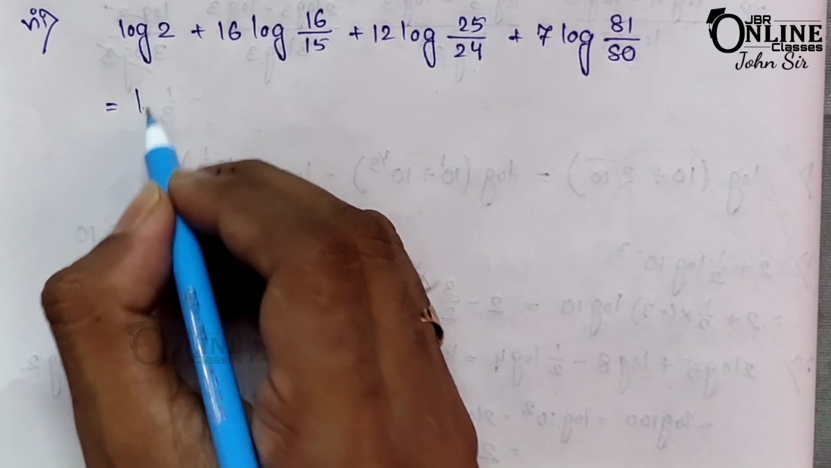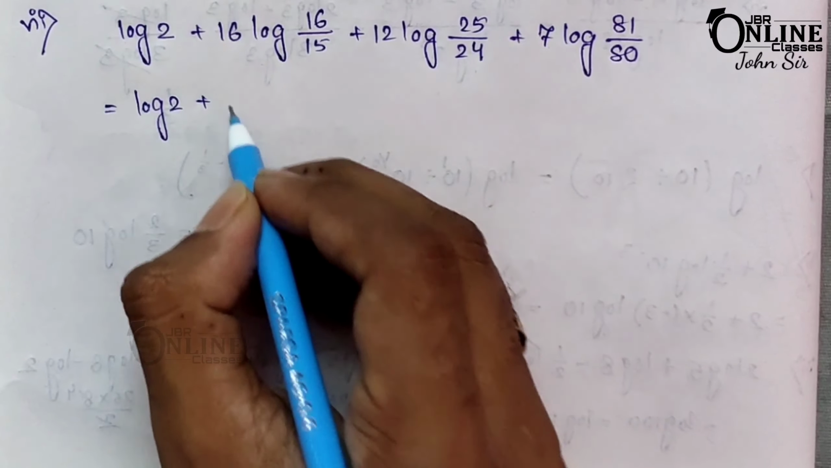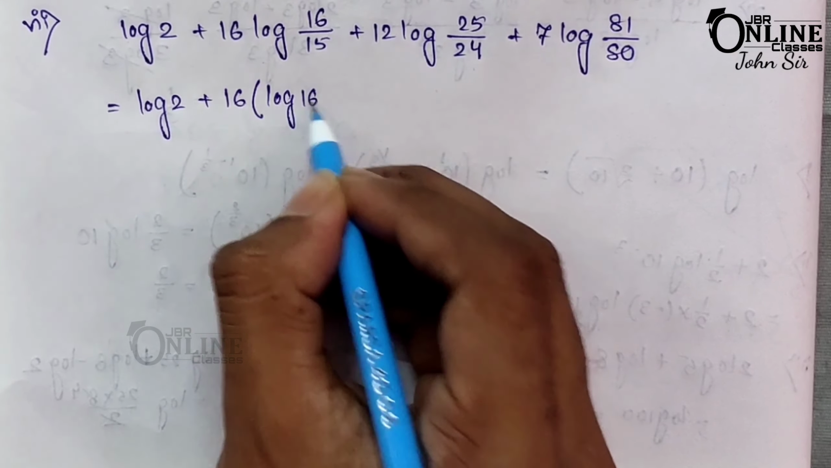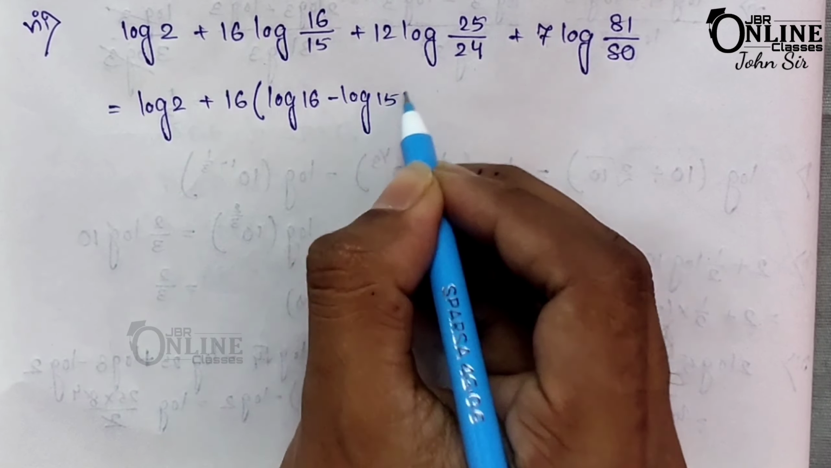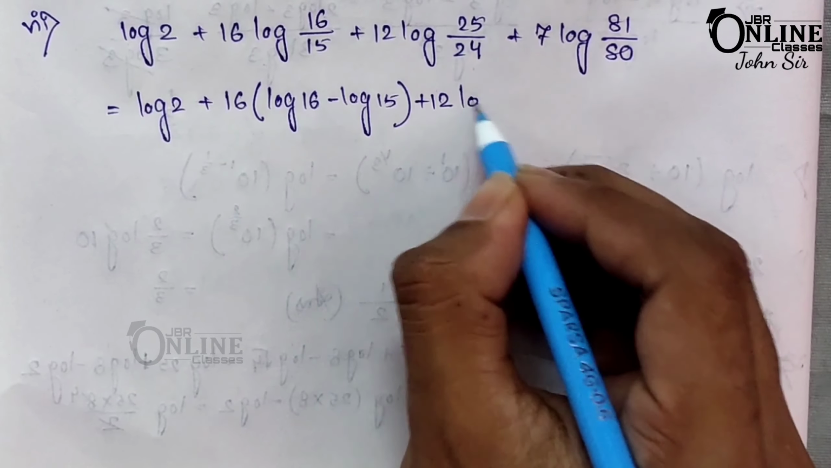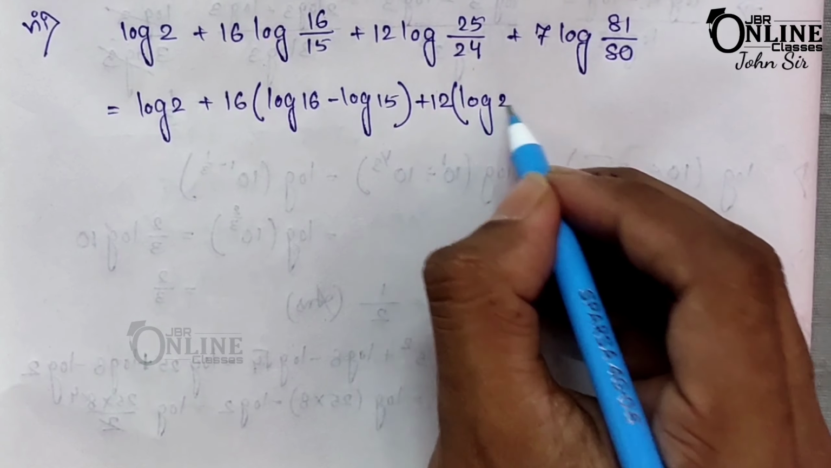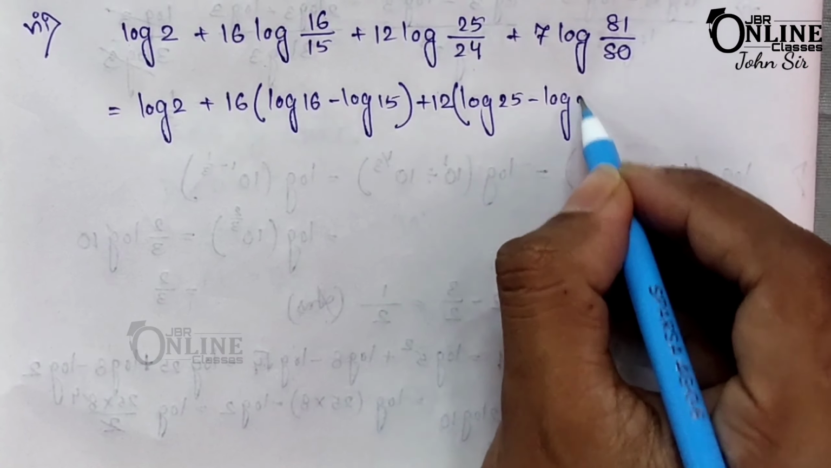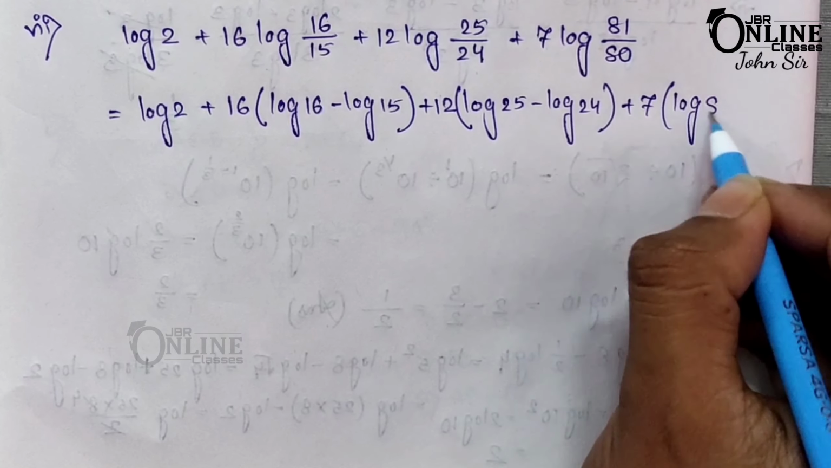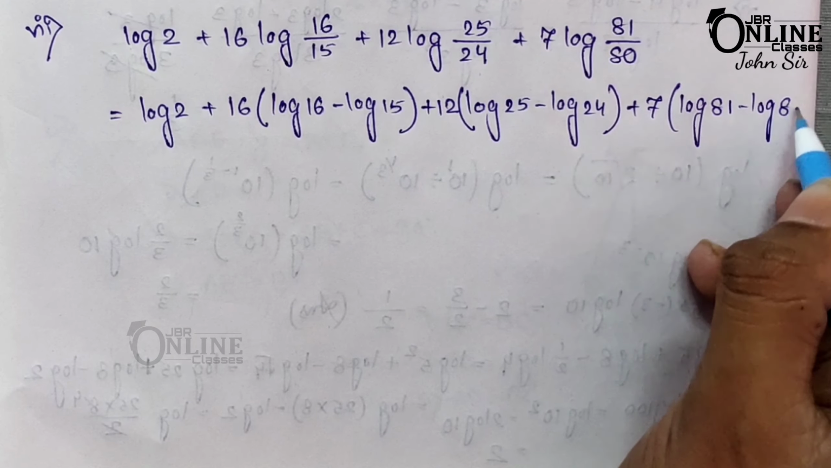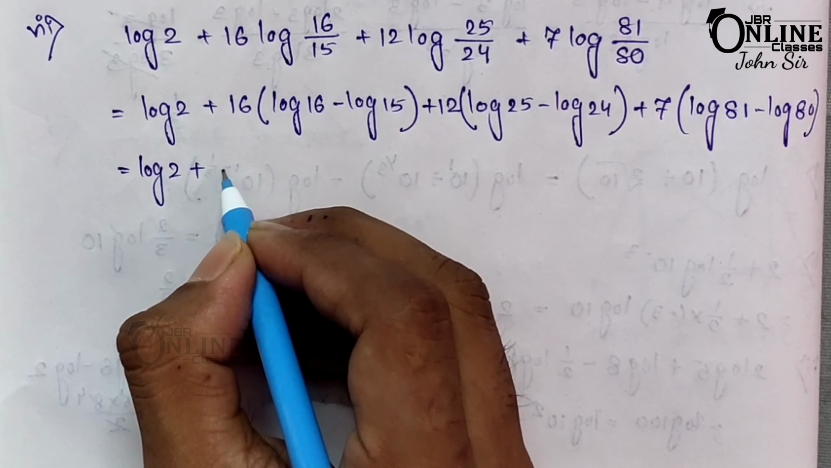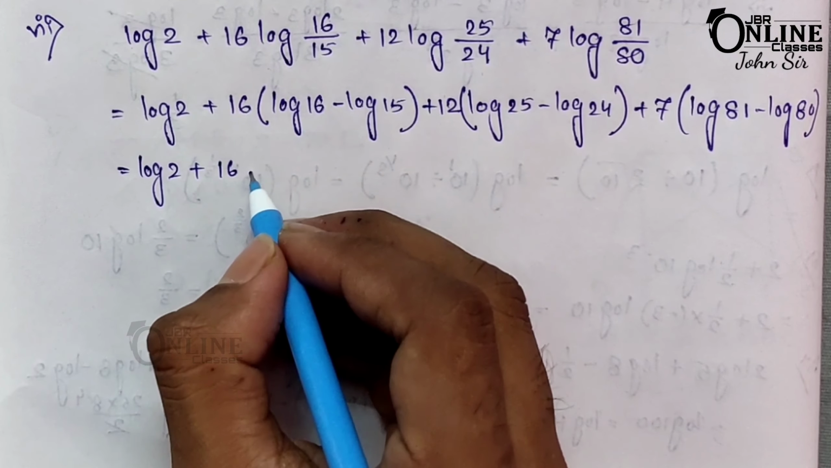So here the first one will be log 2, and here the 16. Now log a by b, that is the formula of log a minus log b. Listen very carefully. Second one 12, here log a by b, then again 25 minus log 24. Then third one 7 multiply, again log 81 minus log 80. Now log 2, here 16 log 16.